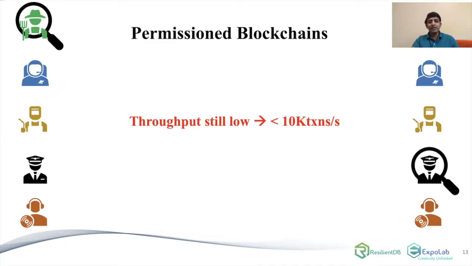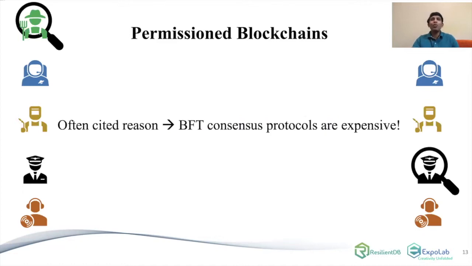And it has been seen that even though there is less computation, the throughput of these systems is still very low, which is 10,000 transactions per second. While we saw the traditional distributed databases, they give up to 1 million transactions per second. So there is clearly still a gap. And why does this gap happen?